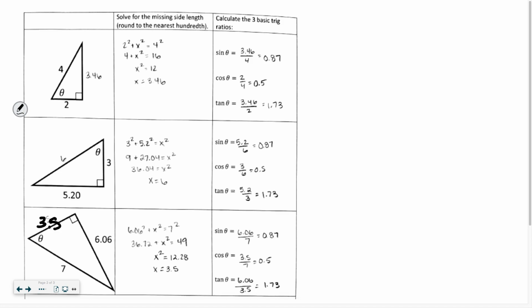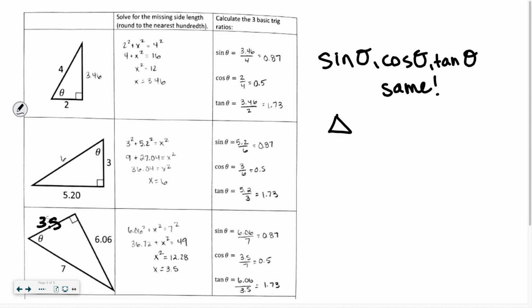And then if you want to just check the first box, the sine of theta when you divide is like 0.87. If you have like 0.86, it could just be a rounding thing. Cosine is 0.5 or 1/2, and tangent is 1.73. And then if you do the sine, cosine, and tangent for the other triangles, same results, right? Sine theta, cosine theta, and tangent theta are all the same. The triangles are similar, that means.